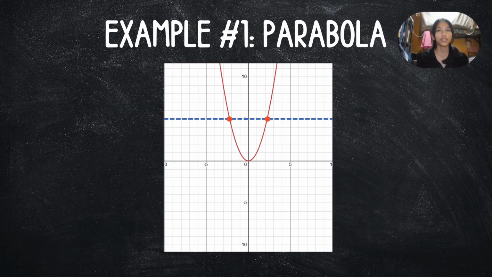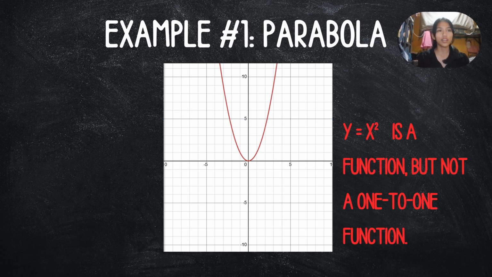Here we have example number 1, which is the parabola. A parabola, y equals x squared, fails the horizontal line test because many horizontal lines intersect it twice. This tells us that the function is not one-to-one, meaning it does not have an inverse function.